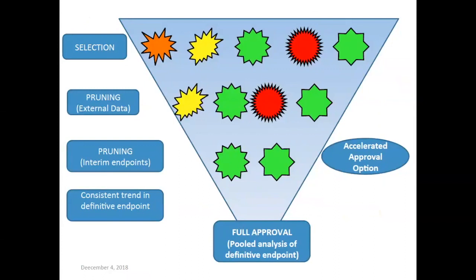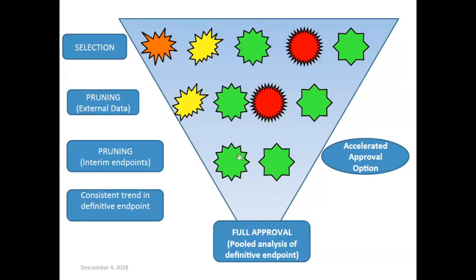Now, partway through the trial, you may have access to other data. You may have found some real world data, or there may be other studies coming out in related drugs. And so you can prune, which is in the next line down. You can prune based on external data, and you eliminate the orange shape. And then you have an interim analysis, which is based on an interim endpoint in this particular example. And based on the interim analysis, these shapes are not doing well, and so you're left with only two shapes.